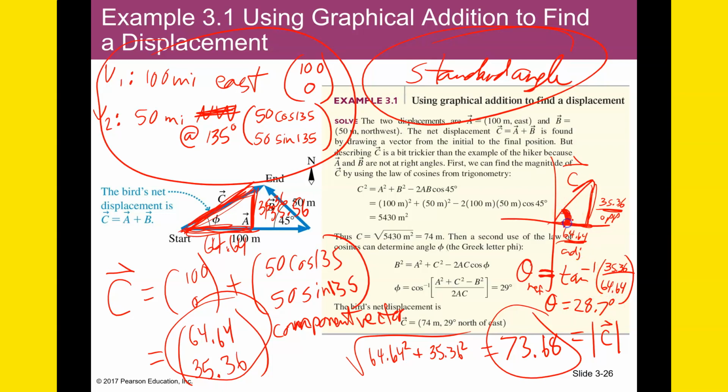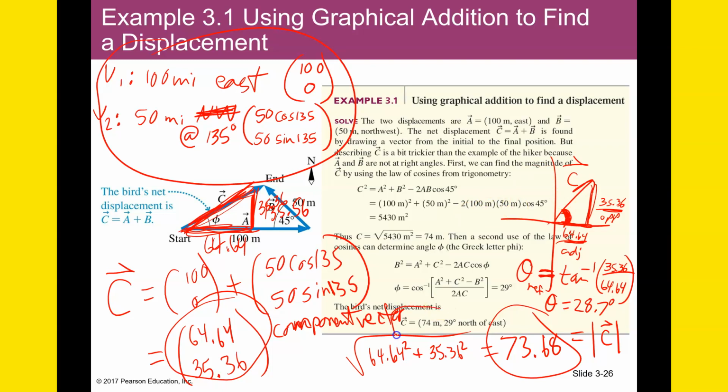That's what that angle is right there. So as a standard angle, it's 28.7 degrees. Or if you wanted to give it as a cardinal direction angle, cardinal direction means like north, south, east, west, this would be 28.7 degrees north of east.